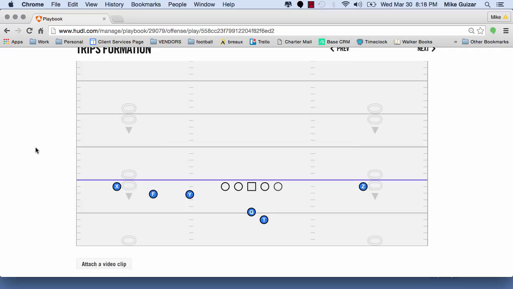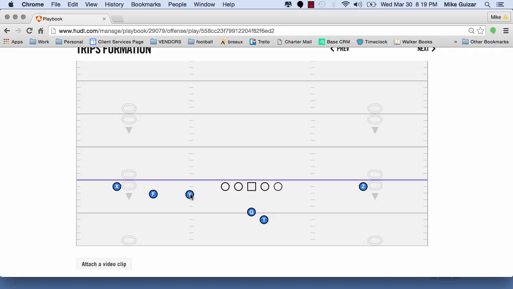Okay, trips. This is trips left. Like all of our formations, the called side speaks to the F and the X. So trips left, F and X are on the left. But that's only two. We need a third guy. So whatever the trip side is, the opposite slot comes over and becomes the third guy. This is not a motion. From the huddle, he goes straight to the trip side.